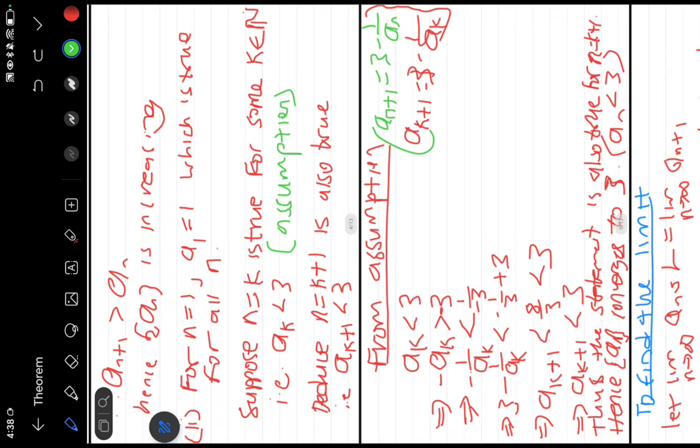Do you agree? Yeah, then that's why I said that the statement is true. It's also true for n equals k plus 1. And also, this would deduce that a of n is convergent. And it converges to what? To 3.